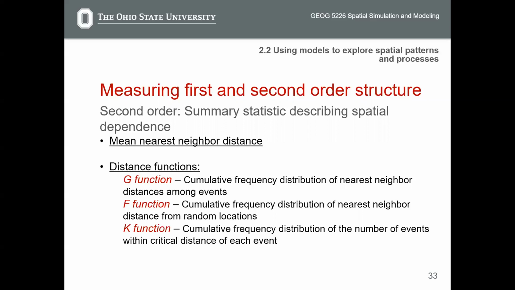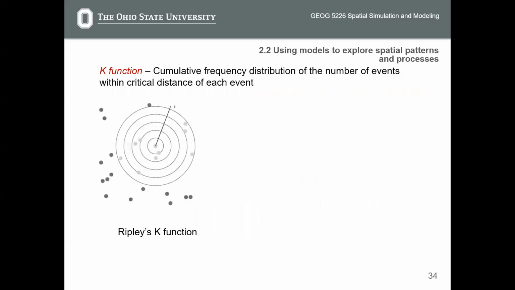So here I will go a little bit deeper into the K function, the cumulative frequency distribution of the number of events within a critical distance of each event. Here I think the tricky part is called critical distance. You can consider this critical distance as a searching area, or let's just use distance to represent this searching area. Searching radii.